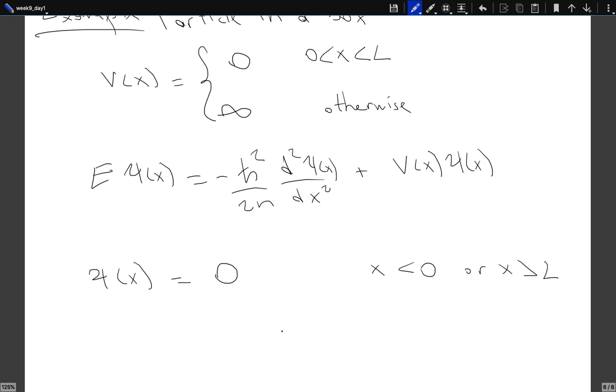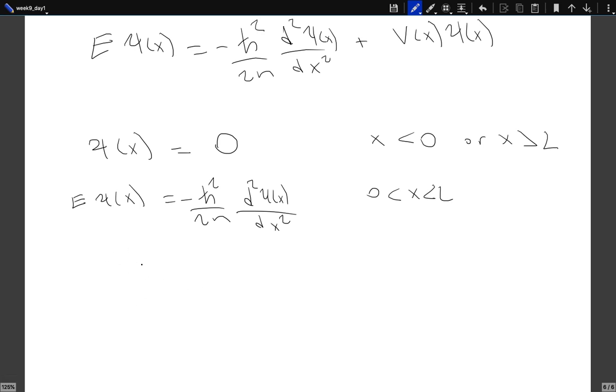So for x between 0 and L, the equation I have is this one: E ψ(x) equals minus ħ² over 2m, the second derivative of ψ(x) with respect to x². I'm now inside the box. I know that outside the box, the wave function is 0. Now I'm looking inside the box.